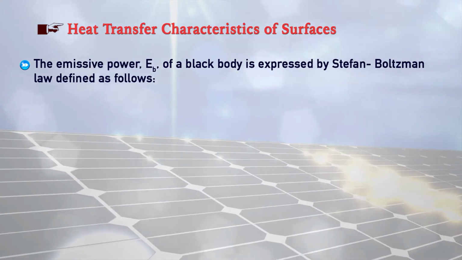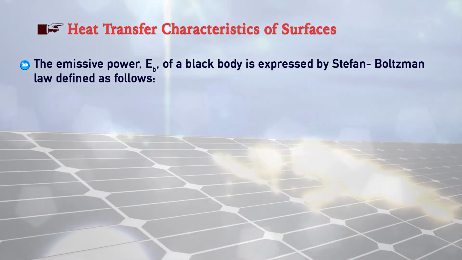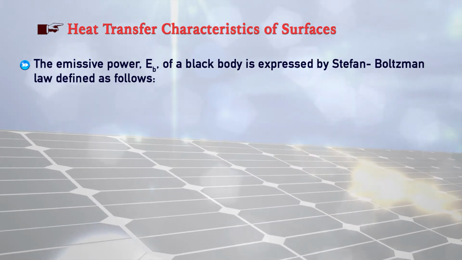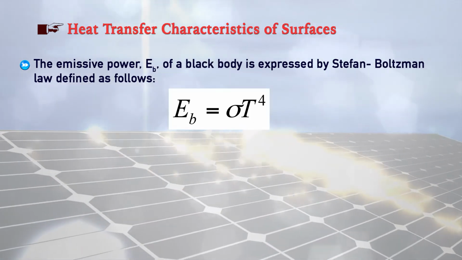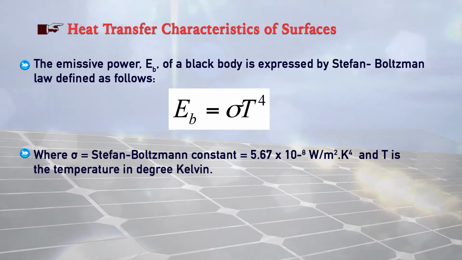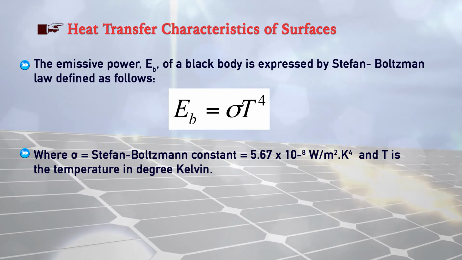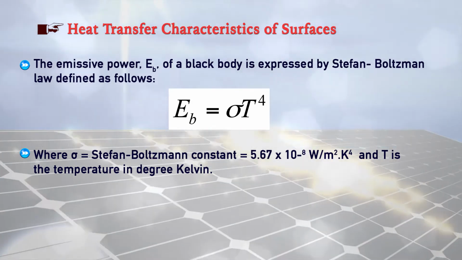The radiation characteristics of a surface depend not only on the surface properties but also on the wavelength and direction of the radiation. The emissive power, denoted by E suffix B, of a black body is expressed by the Stefan-Boltzmann law, which is defined as E_B is equal to sigma T to the power 4, where sigma is the Stefan-Boltzmann constant, and the value of this sigma is what?